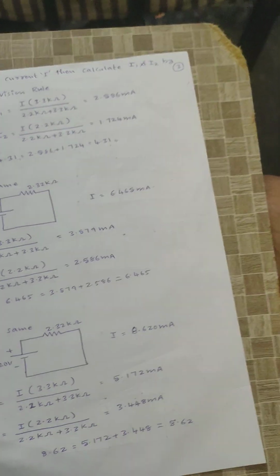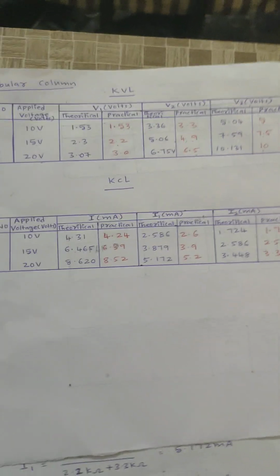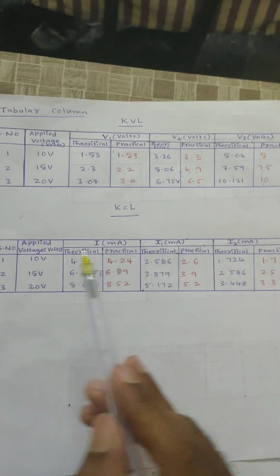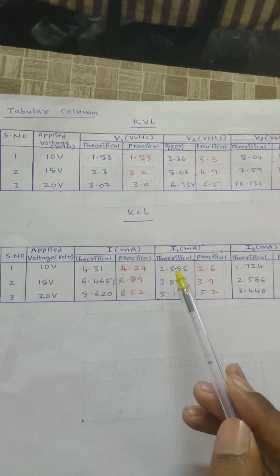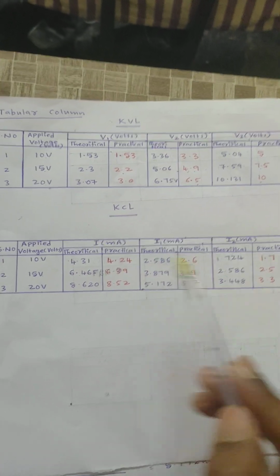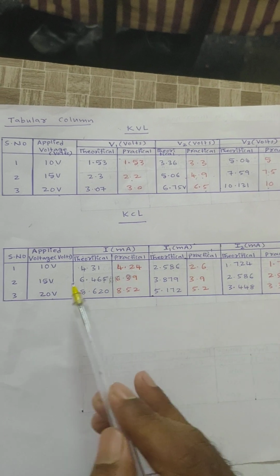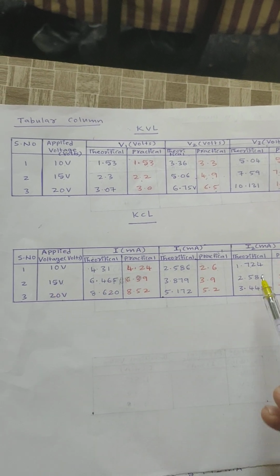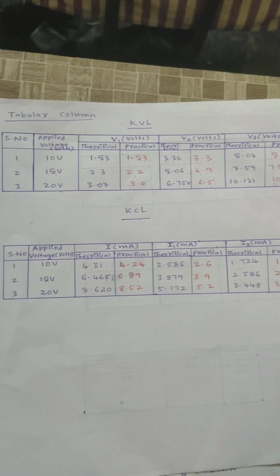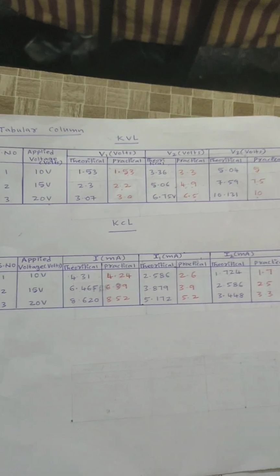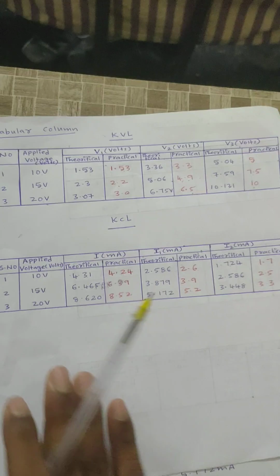After calculating those values, you can enter them in tabular form. For 10 volts, the theoretical I value, then I1 and I2. I equals I1 plus I2 is satisfied. Similarly, for 15 volts also satisfied and 20 volts also satisfied. These are the practical readings. That is about the theoretical calculations on KCL and KVL.